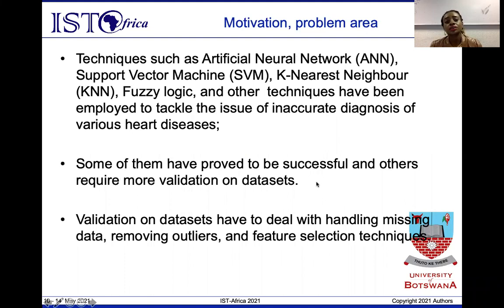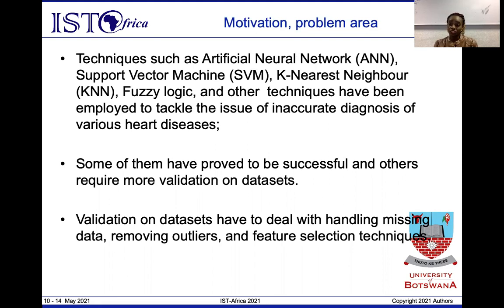The techniques that have been employed by different researchers include the use of machine learning, deep learning, and other techniques. Some of them have proved to be successful in diagnosing heart disease, whereas the others that were not successful or had minimal success, it's as a result of it required more validation on the data set.